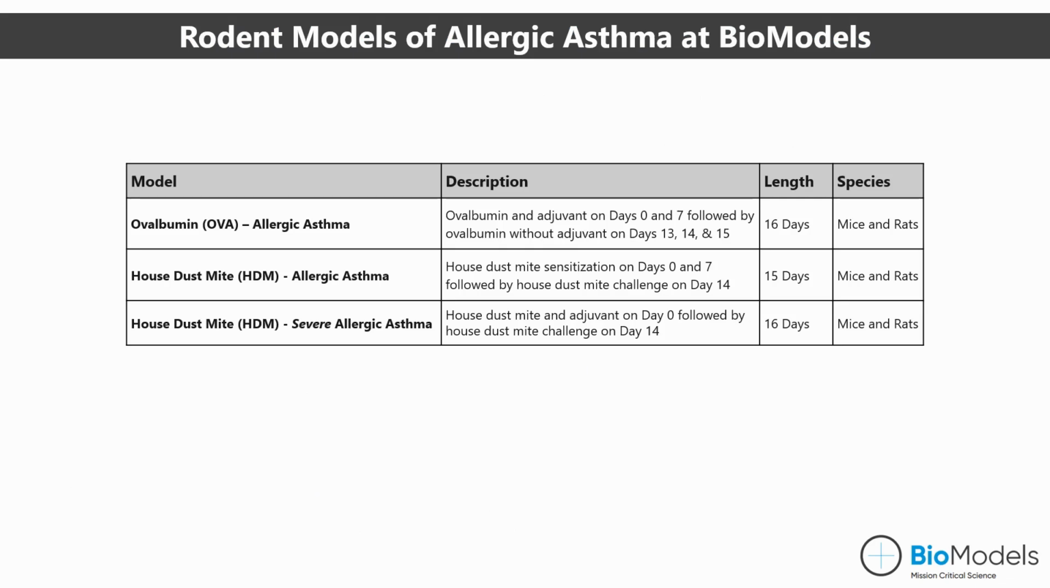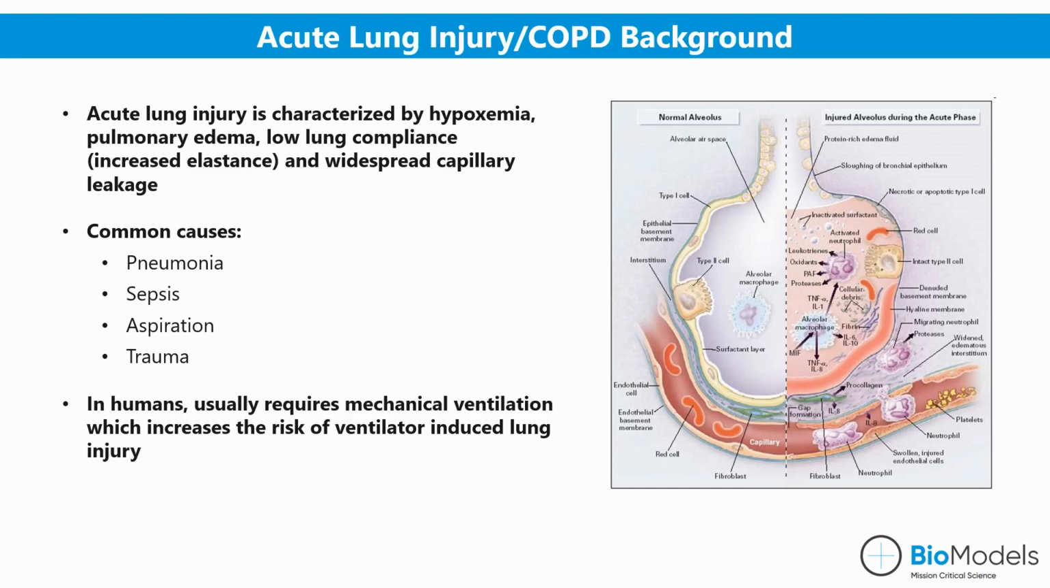And the final disease category that I'll talk about today is acute lung injury. So this is a disease characterized by hypoxemia, pulmonary edema, low lung compliance, and widespread capillary leakage. This often is seen in pneumonia, sepsis, aspiration, as well as trauma. And in humans, this usually requires mechanical ventilation, which can increase the risk of ventilator-induced lung injury.